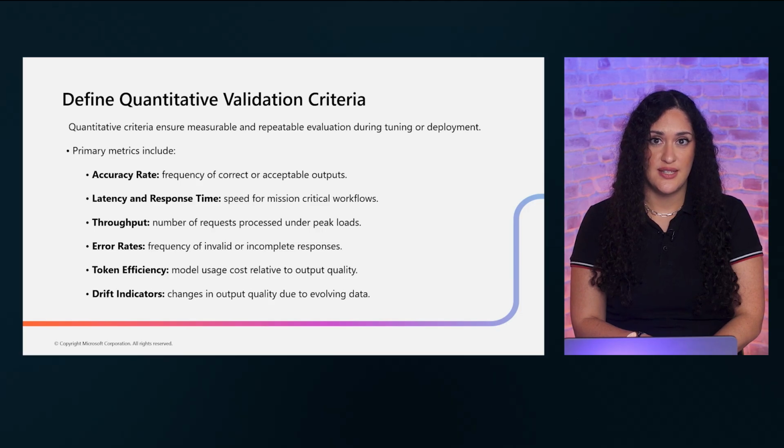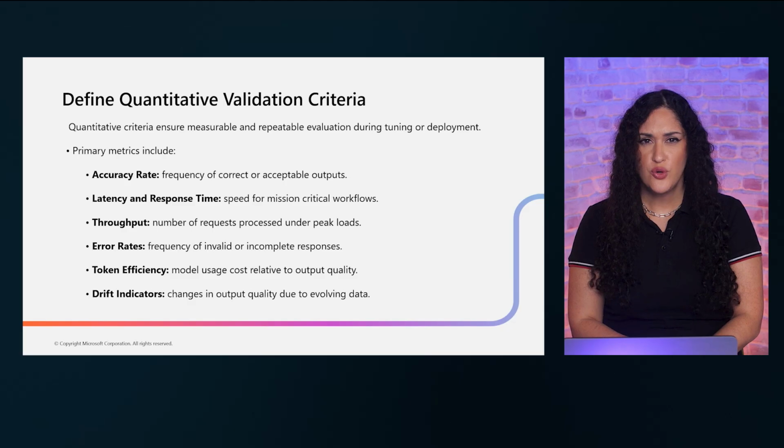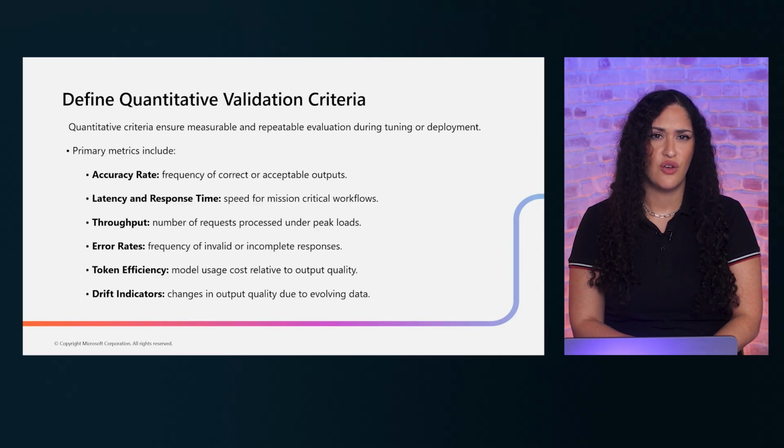Quantitative validation criteria give repeatable, measurable evaluation. Focus on 6 primary metrics. Accuracy rate. How often does the model produce correct outputs? Latency and response time. Is it fast enough for mission-critical workflows? Throughput. Can it handle peak loads?